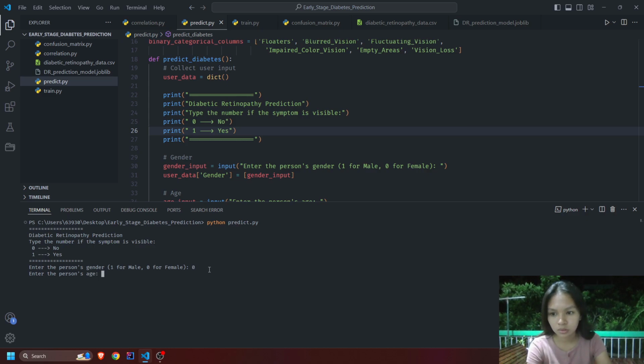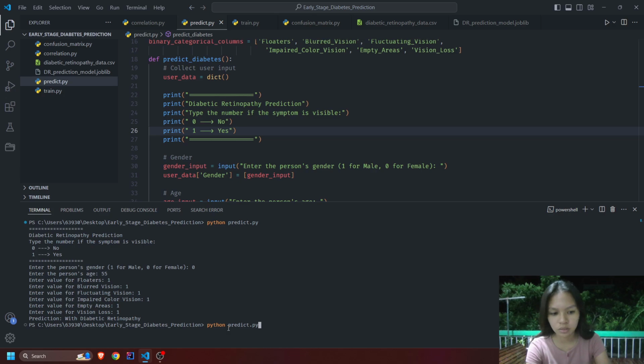female, age 55, 1, 1. Based on the input data, the model predicts that the person may have a diabetic retinopathy.